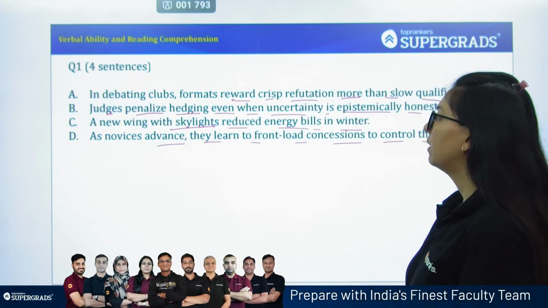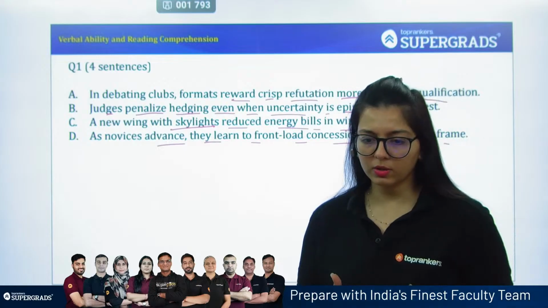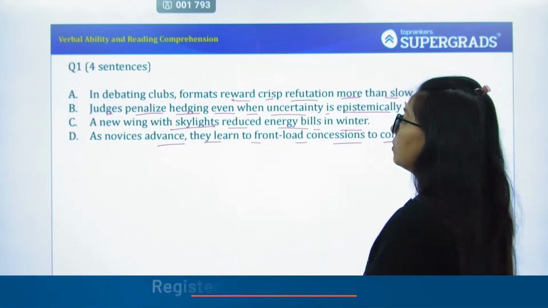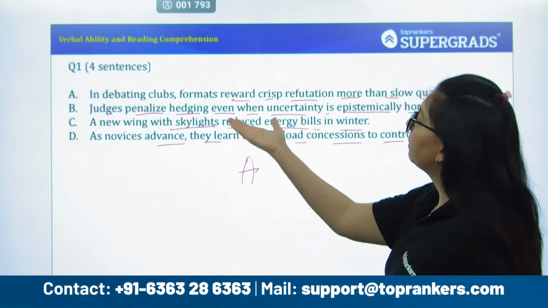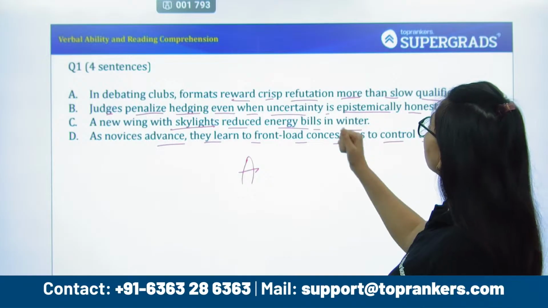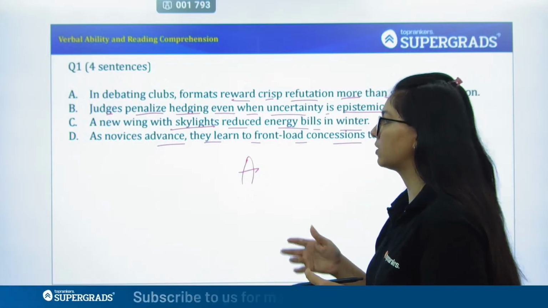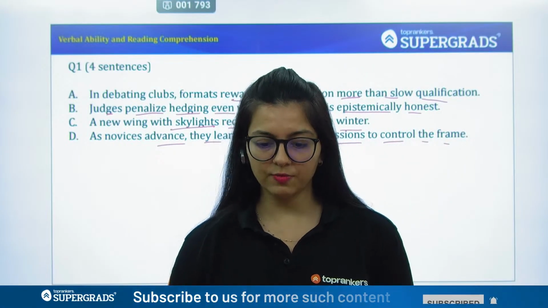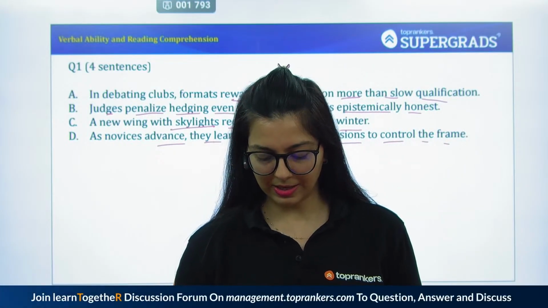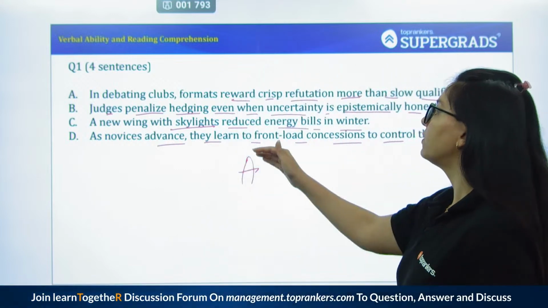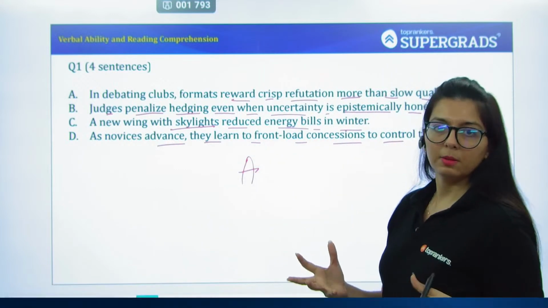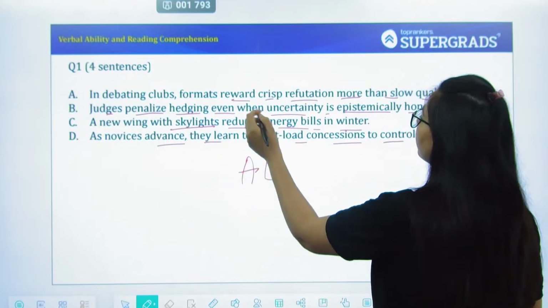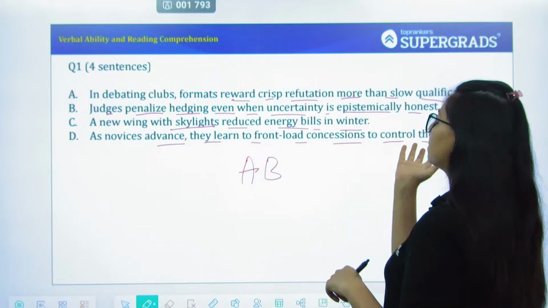Now, over here, we understand that we are talking about, of course, the debate club and how exactly things function in the debate club. So you can always begin with A. Now, in debating clubs, formats reward crisp refutation more than slow qualification, right? So there has to, of course, be crisp refutation. Refute is when you simply say something against the one thing. Now, obviously, after this, what is going to happen if it's a debate club? Then, of course, the judges are going to penalize hedging when it comes to uncertainty that is epistemically honest.